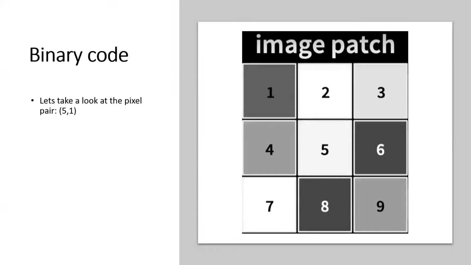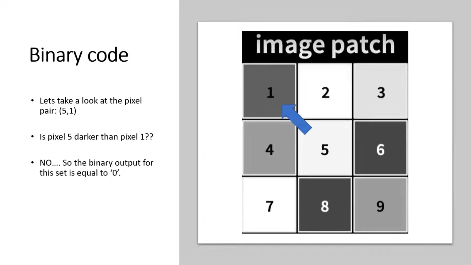So what's the binary code? Let's have a look at the pixel pair 5, 1 in the given image patch, which is 3 cross 3, which has different intensities at certain points. Let's find out the pixel variation between pixel 5 and pixel 1. As we can see, pixel 1 is quite darker when compared to pixel 5. So as per our initial condition, the pixel intensity is quite low in pixel 1 when compared to pixel 5, so the binary output we set for this 5, 1 pixel pair is 0.